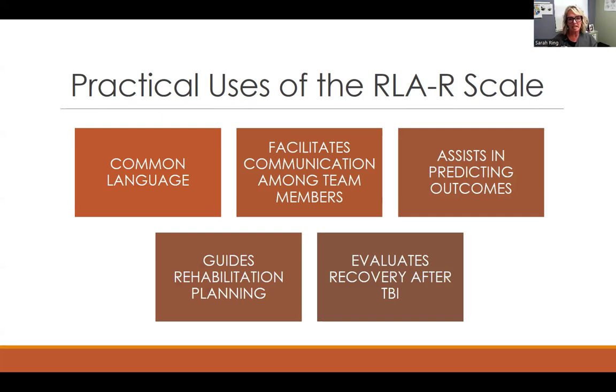The awesome thing about this scale is that it also facilitates communication among team members. Whether you are a speech language pathologist or a physical therapist or a social worker, you are able to identify an individual's level of functioning based on your interaction with that individual. And as the team comes together, that communication about observable behaviors and how an individual is falling on that scale can help predict outcomes and predict recovery.